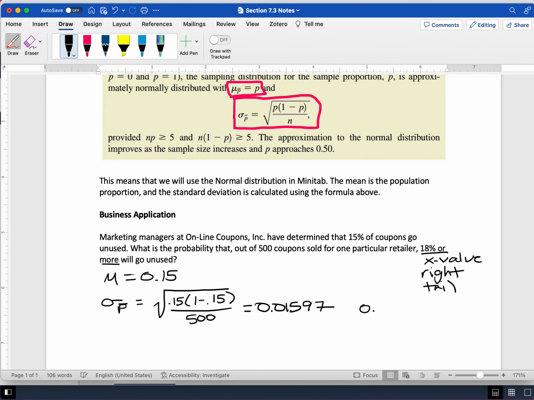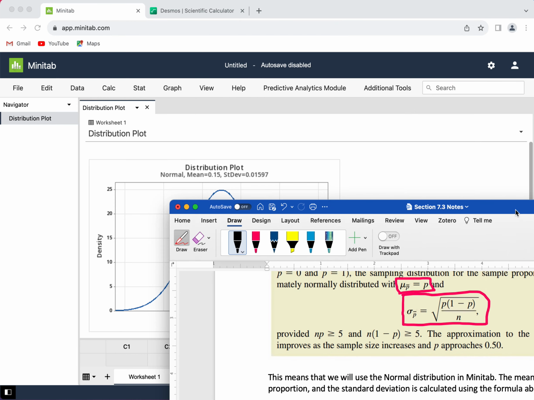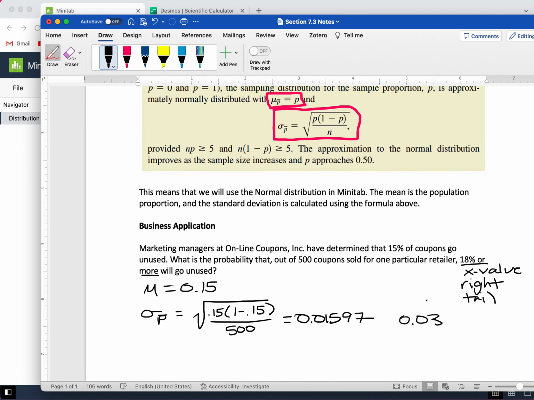Now, let me write that here first: 0.03015. One thing that some of the homework problems are going to ask you to do is interpret this. When I get my answer here, I see that it's about 3%. That means that it's not very likely to happen. 3% is a pretty low probability. And so what that means is that this is not likely to happen by chance. A low probability means that something is very unlikely to happen just by chance.